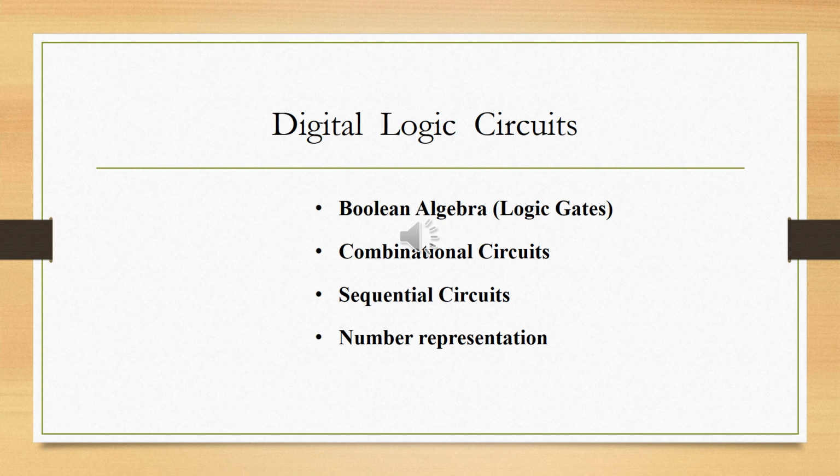In this section, we are going to see about digital logic circuits, and basically this digital logic circuit consists of four different parts. So we can expect questions from this topic. First one is Boolean algebra, second one is combinational logic, combinational circuits, third one is sequential circuits, and fourth is number representation. So commonly we can expect questions from these topics.